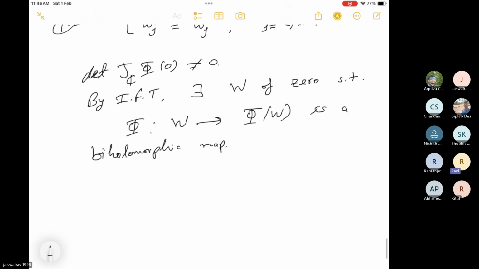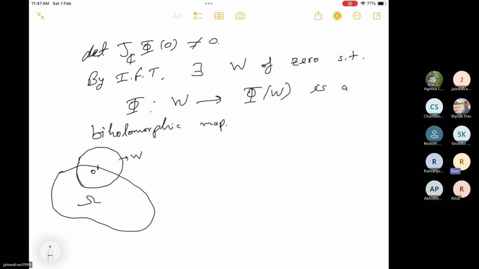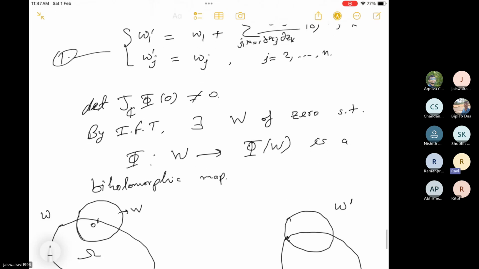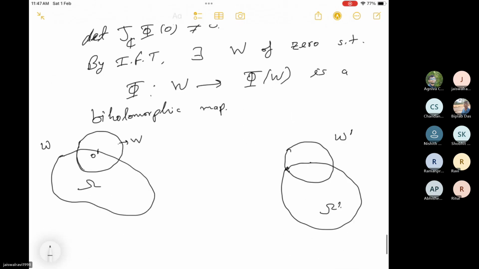So what we basically did: here is our omega and this point is 0. We said there exists a neighborhood W such that in a new coordinate, say this is the coordinate W and this is the coordinate W prime, and say this is omega prime. On W we know this phi is a biholomorphism, and note that phi of 0 will be 0, because that's how we defined our phi. So this is the point 0.